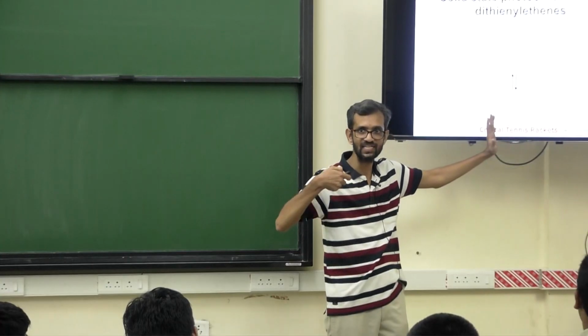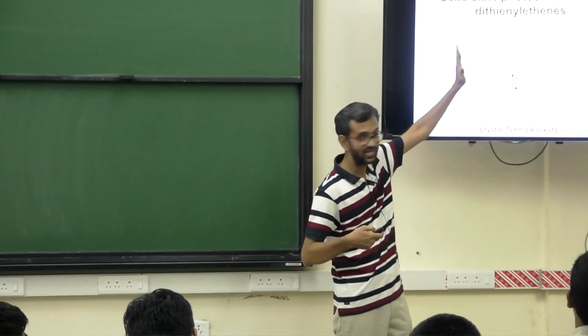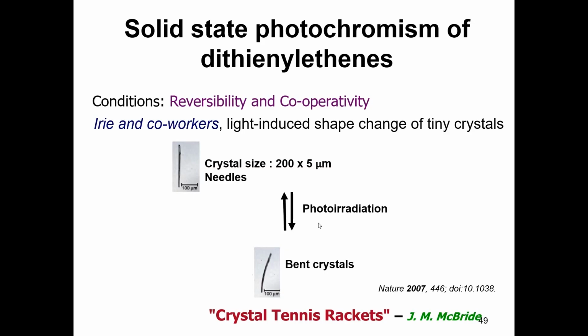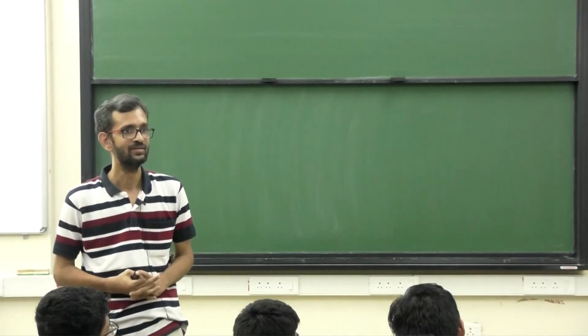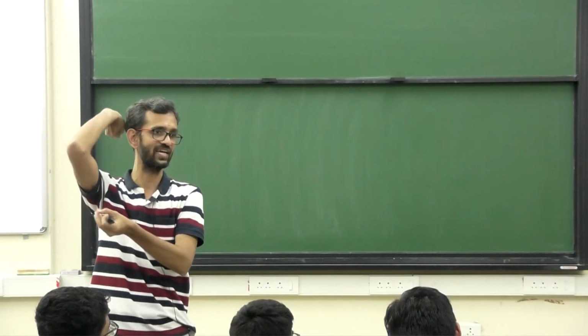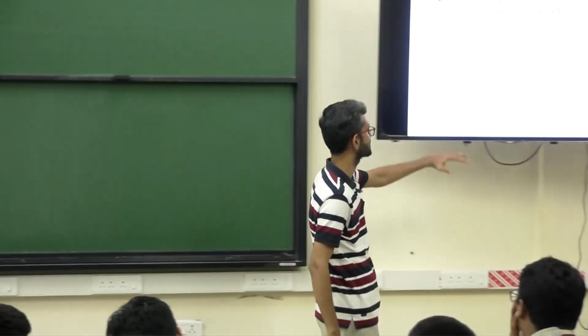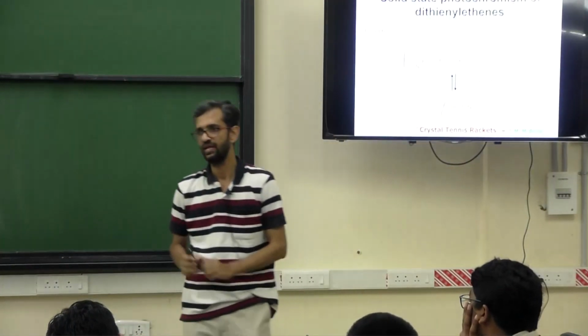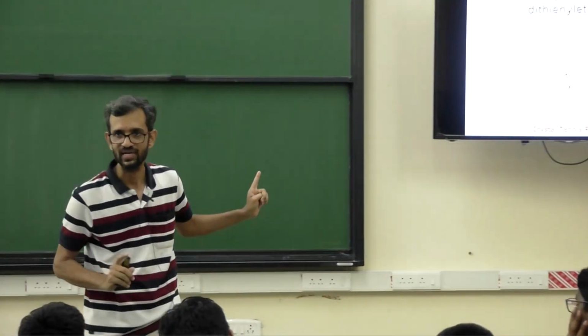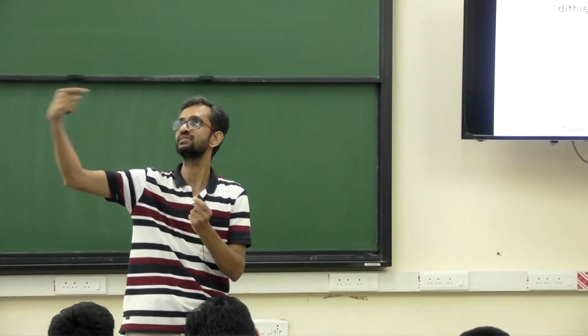When you stop shining light, it comes back to its natural position, and the author proudly calls this a crystal tennis racket. It is like the bat moving against the ball and then hitting it. It looks something similar to that, so he has called it a crystal tennis racket. Now this bending phenomenon is noticed, right? So you have a needle, you shine light at the tip.